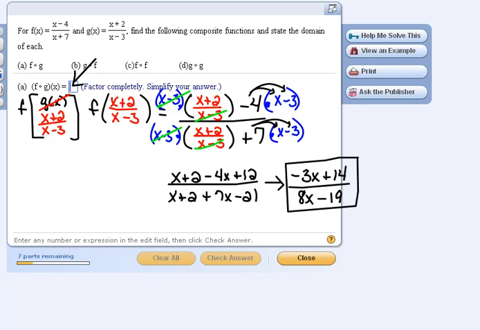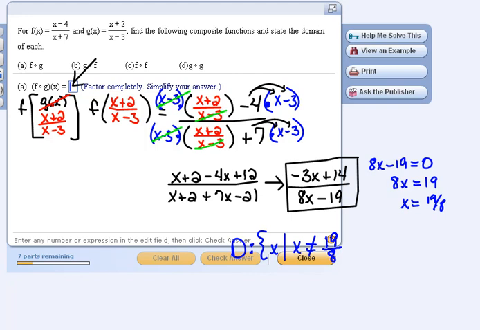Now once you've done that, it's going to ask you for the domain of the function. So for our domain, remember domain is going to be the set of x's such that x cannot be whatever would cause this denominator to be 0. So what would create an undefined space? We can set the denominator equal to 0 and solve. So if I move the 19 over and then divide both sides by 8, then we see that at 19/8 there will be a problem.